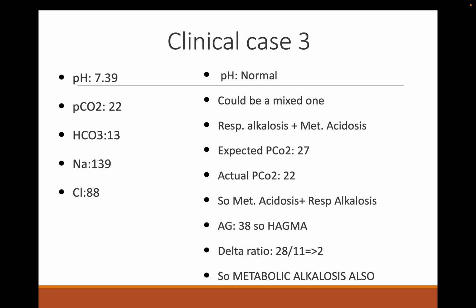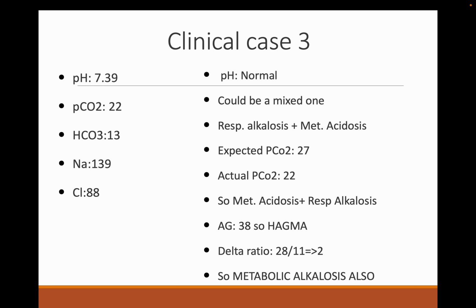Generally if it is 27 or something, we would have called it a compensated metabolic acidosis. But PCO2 is going further low, less than 27. So underlying respiratory alkalosis is also present. So metabolic acidosis with respiratory alkalosis. Then you check for the anion gap. Anion gap is more than 20, so we thought anion gap metabolic acidosis is there. But the anion gap is 38 something. So the anion gap is significantly elevated.